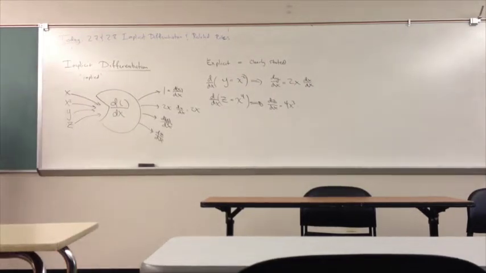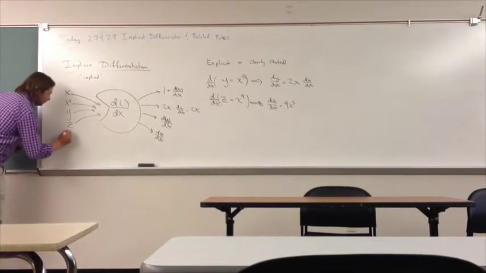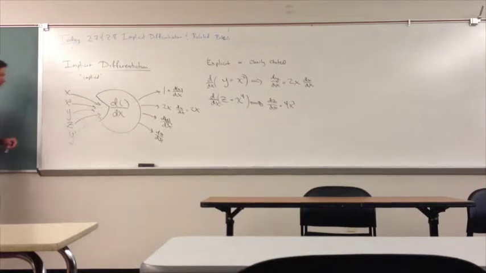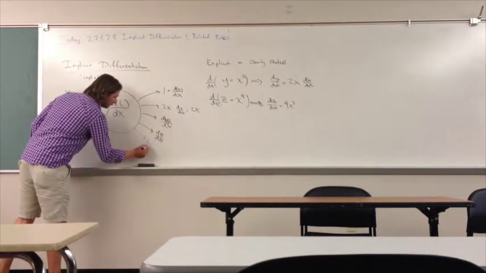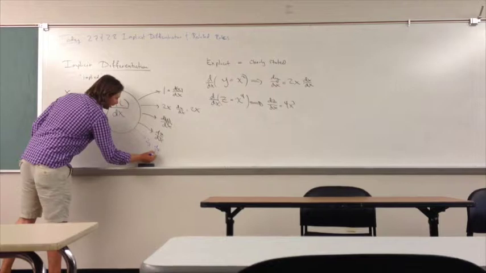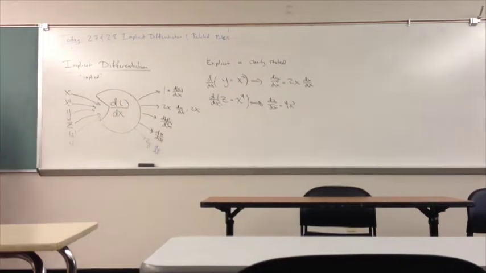Now the question I want to ask is, what happens if instead of y, I feed it y squared? It gives 2y times dy dx. And why is that? Because you're looking for the derivative of y, and you're assuming that it's a function of x. You're applying the chain rule.